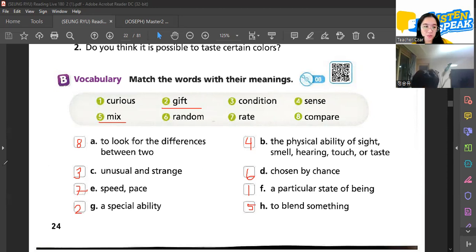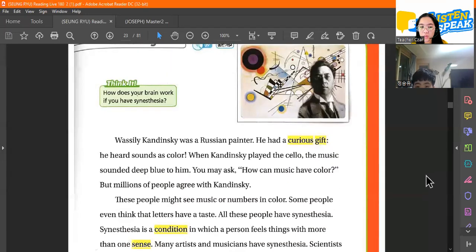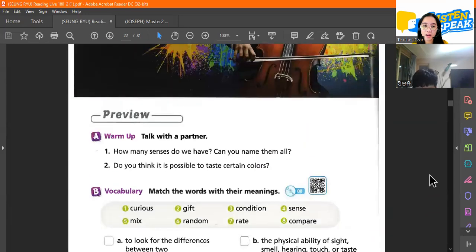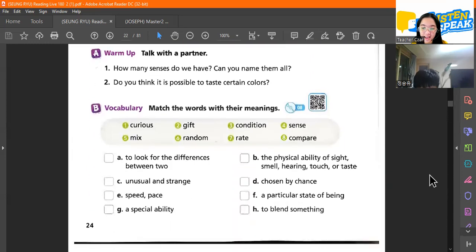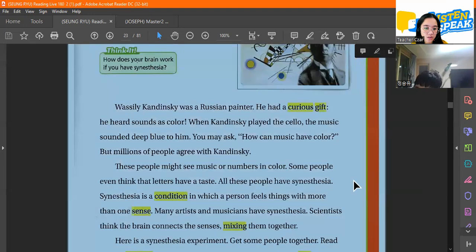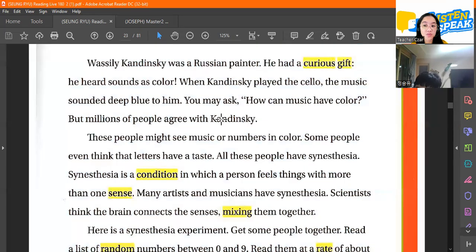So now we will be moving on to the next activity for tonight. Here we are going to read a story about mixed senses. Once again, mix is like to blend something. So let's try to have this one. Can you please try to read the first and second paragraph?